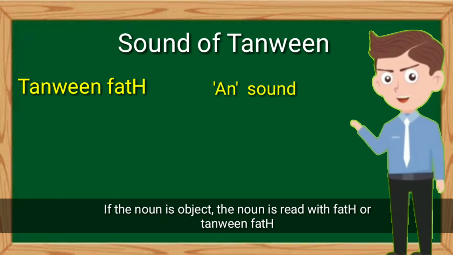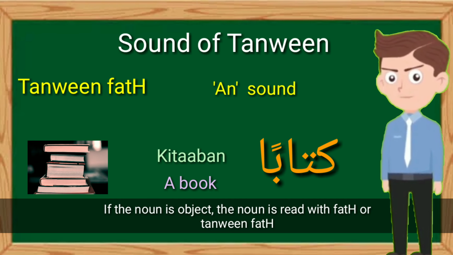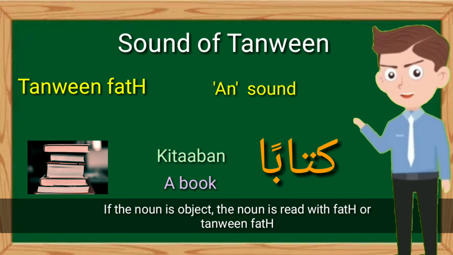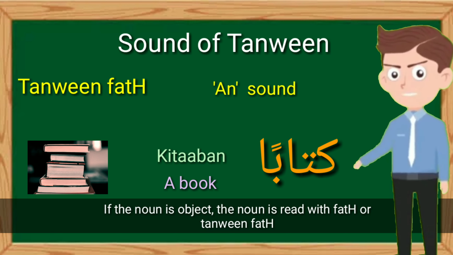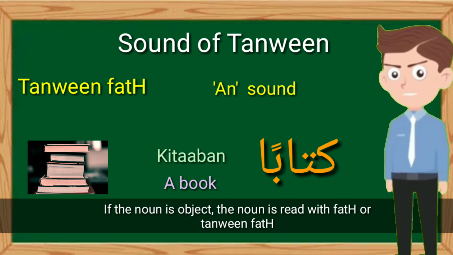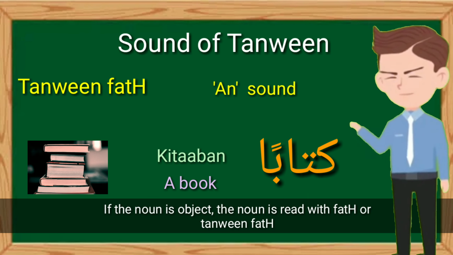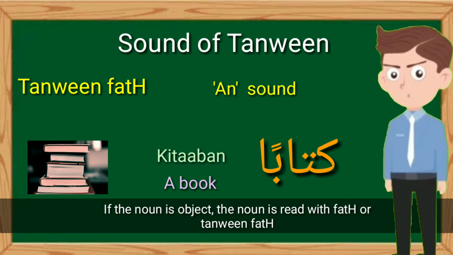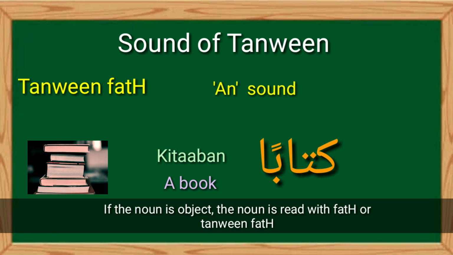Another example, kitaban, a book. Kitaban means a book. So we can write the tanween fatha above the last letter of kitab, ba, kitaban.